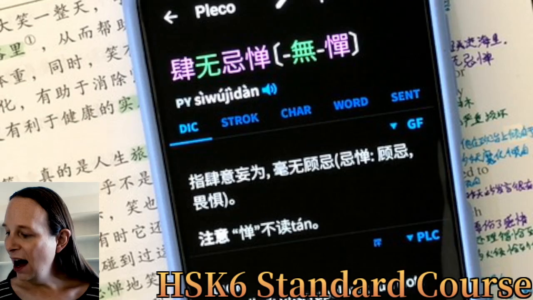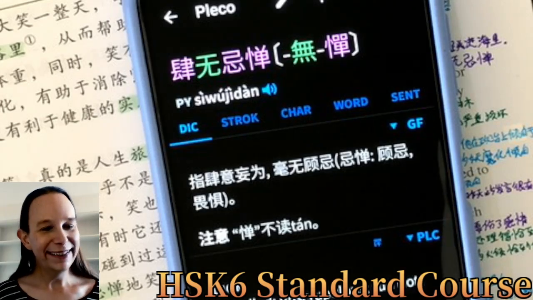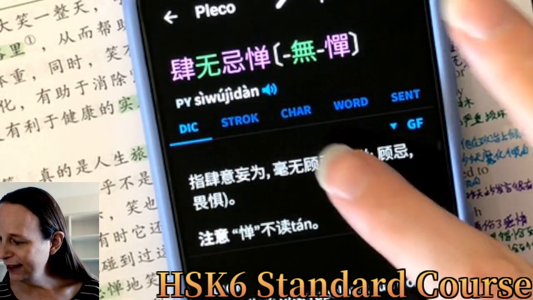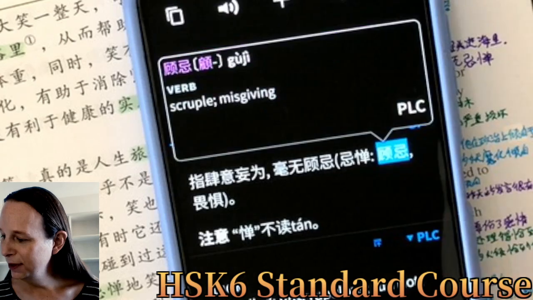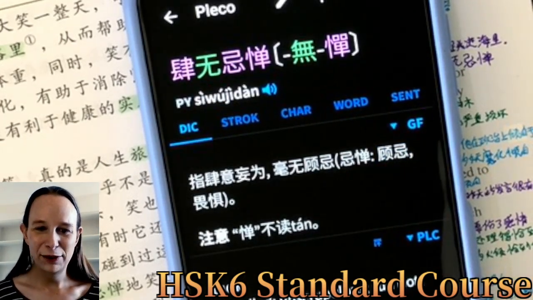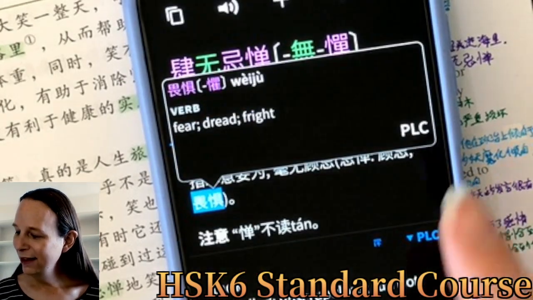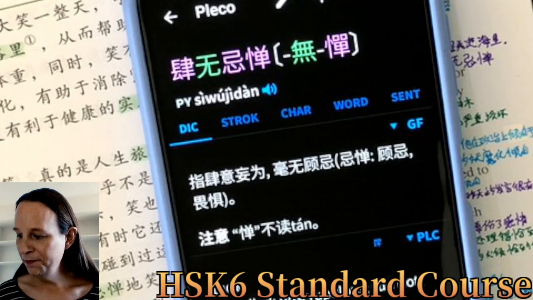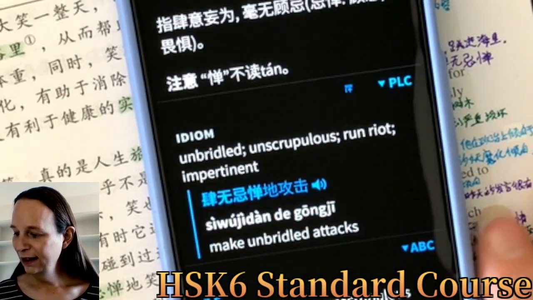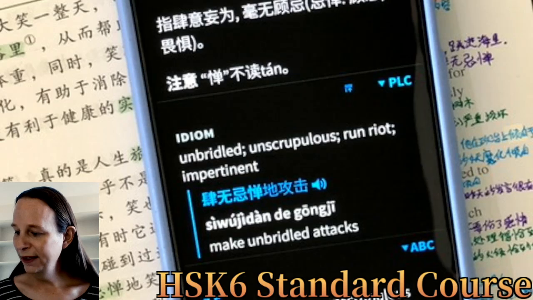毫无顾忌. 顾忌 is like scruples. So 忌惮 is 顾忌, okay? 忌惮 scruple, 顾忌 scruple. 畏惧 is like dread, right? Dread. So 忌惮, 顾忌, 畏惧. So 肆无忌惮: unbridled, unscrupulous.